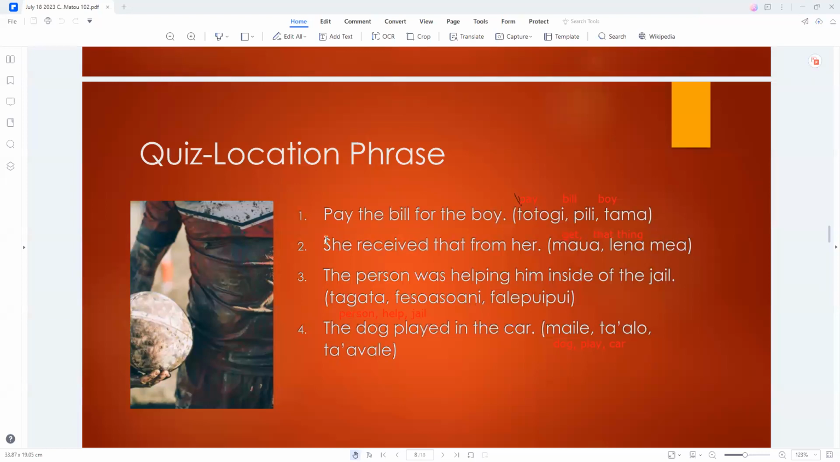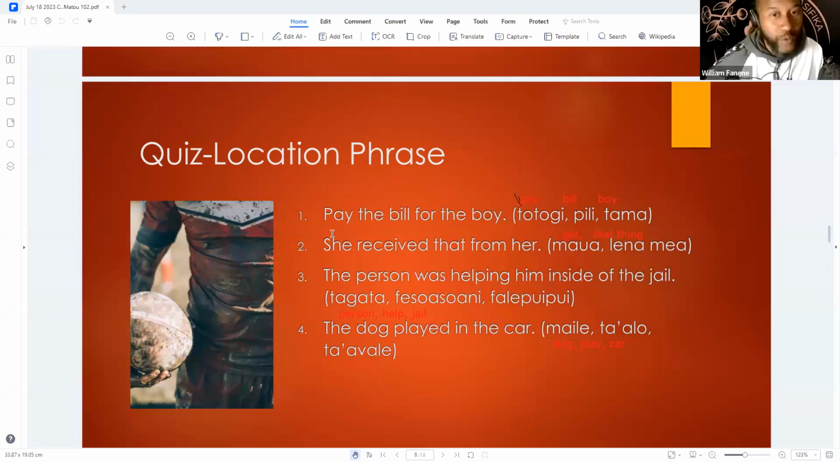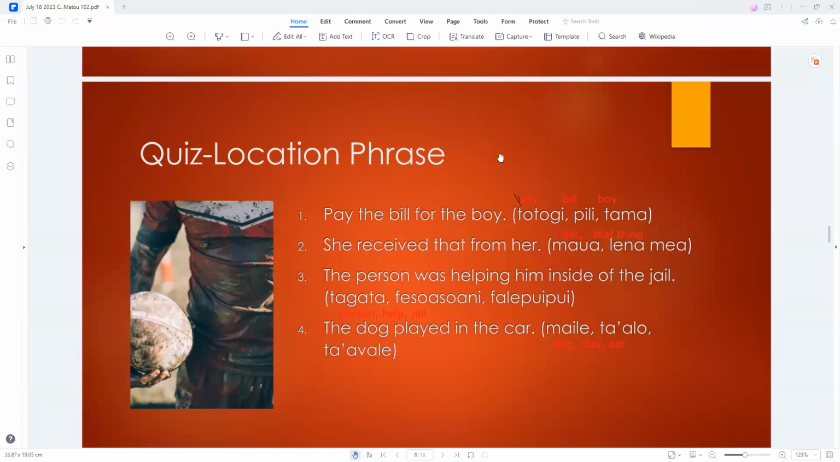Let's just knock them out. All right, so pay the bill for the boy. Anyone have that one? If not, then we'll just break them down. Tense, action, subject, location. I don't know if it's right.